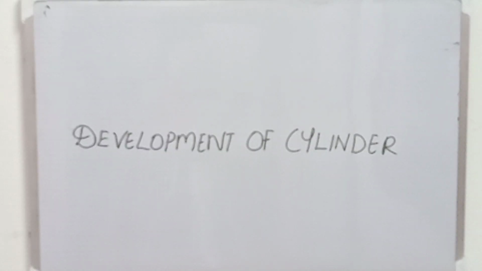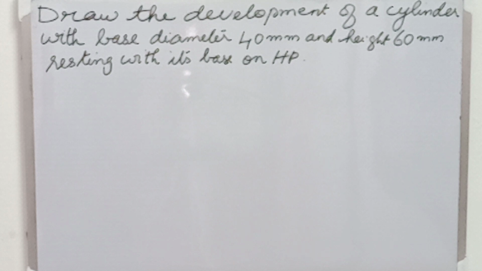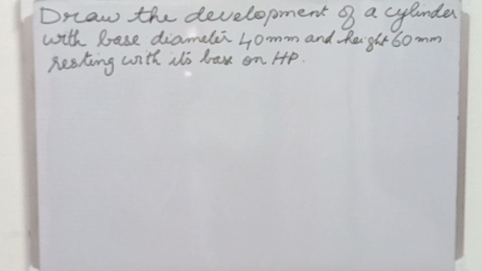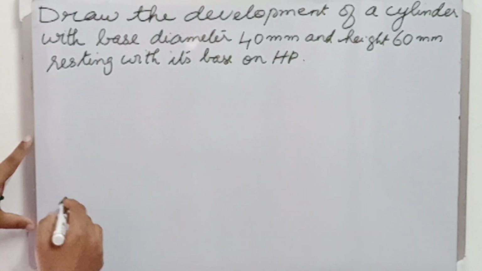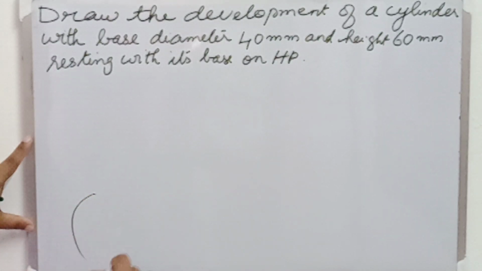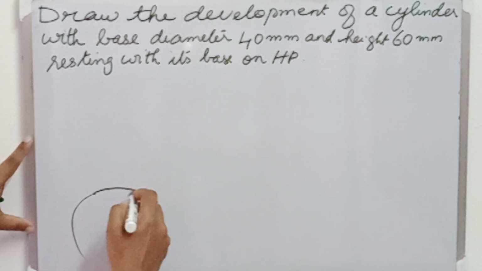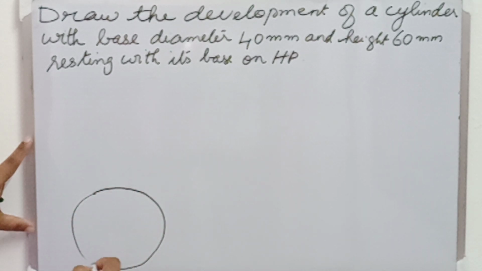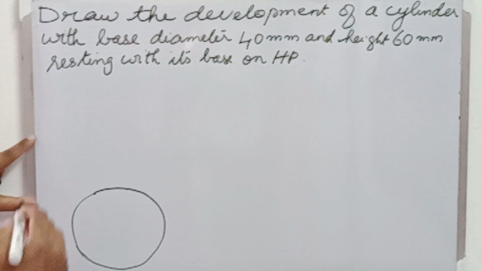Dear students, in this video, let us see how to draw the development of a cylinder. The question goes like this. Draw the development of a cylinder with base diameter 40 mm and height 60 mm resting with its base on HP. Since the cylinder is resting with its base on HP, the top view will give the true shape. So let me draw the top view first.